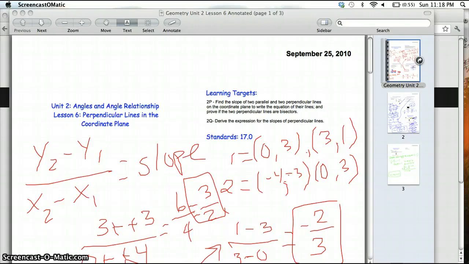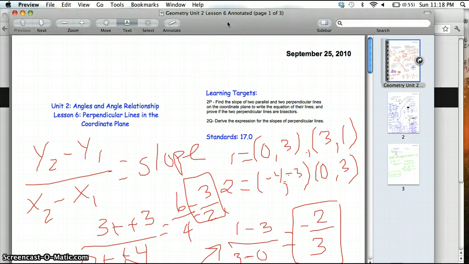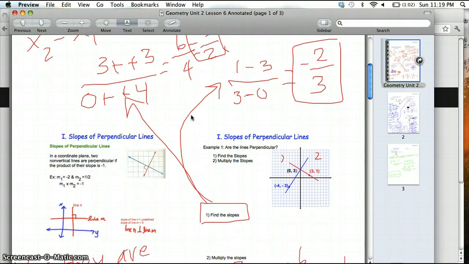So we just proved, we're still on angles and angle relationships, and we just proved that two lines were parallel if you used the slope formula. And now we're trying to prove if two lines are perpendicular. Now, a key thing and the difference between parallel and perpendicular lines is that perpendicular lines, their slopes are actually multiplied to equal a -1.